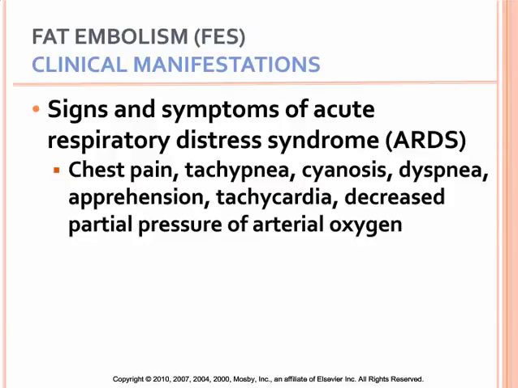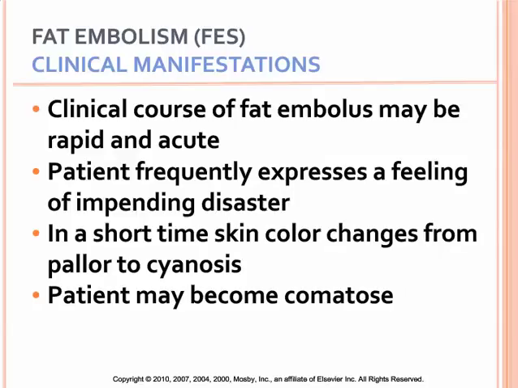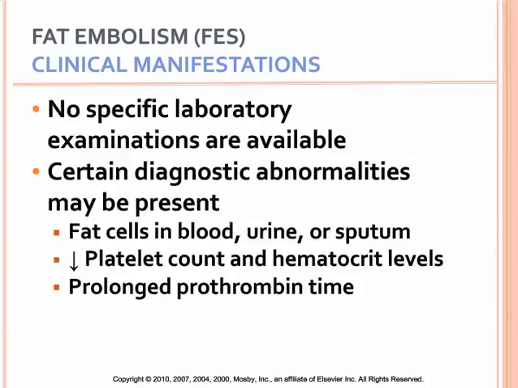The clinical course of fat embolus may be rapid and acute. The patient frequently expresses a feeling of impending doom. In a short time, the skin color changes from pallor to cyanosis, and the patients may become comatose. There are no specific laboratory exams available. Certain diagnostic abnormalities may be present, though, such as fat cells in the blood, urine, or sputum, decreased platelet count and hematocrit levels, or a prolonged prothrombin time. A chest x-ray might reveal areas of pulmonary infiltrate or multiple areas of consolidation, and sometimes this is called whiteout.